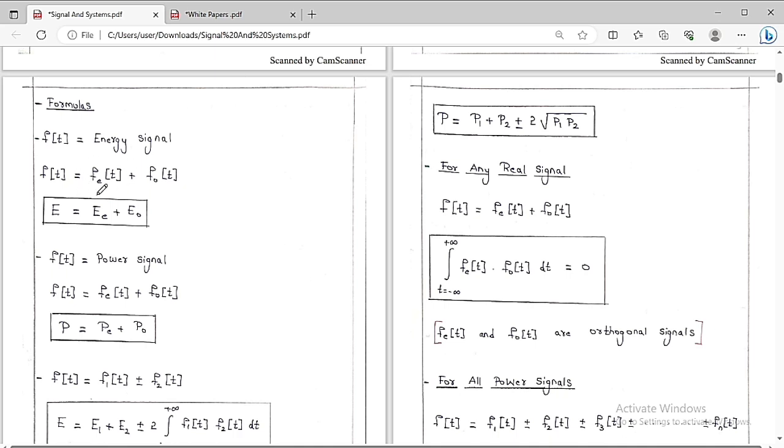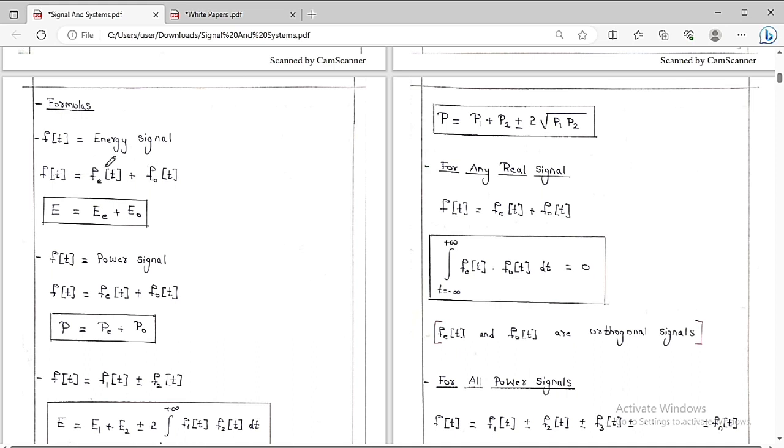So this concept you always have to keep in your mind. Sometimes it is difficult to find the energy present in f of t. So then what we will do is convert it into the even part as well as the odd part, find the energy present in the even part of the signal and the energy present in the odd part of the signal, and add these two in order to get the energy present in the f of t signal.